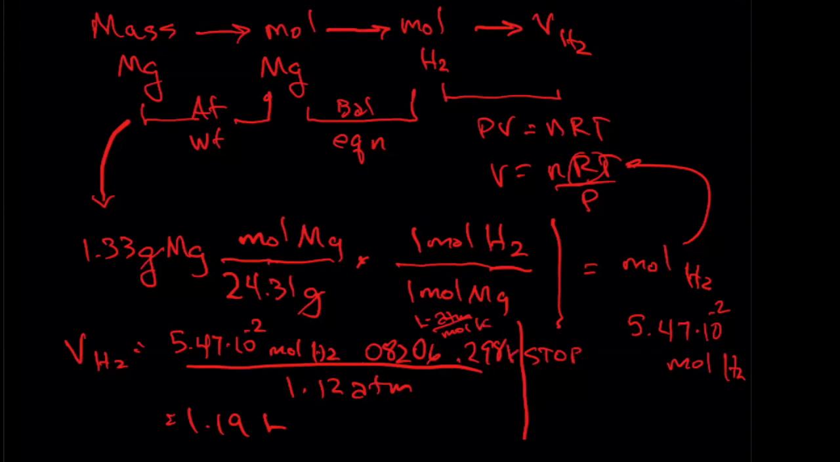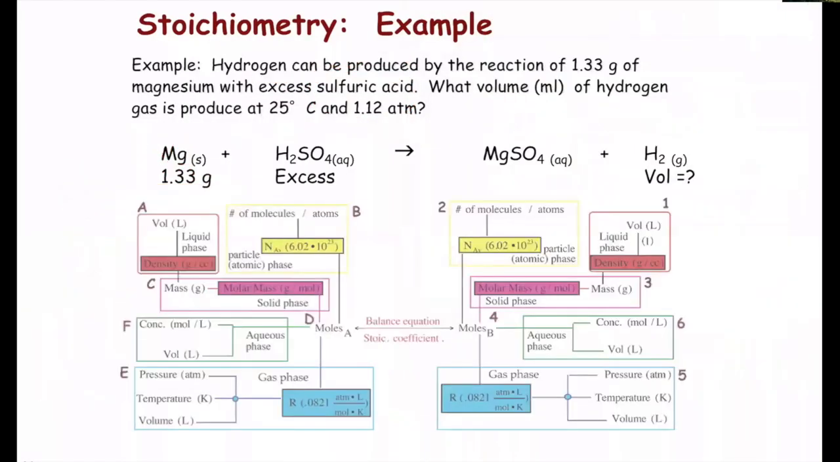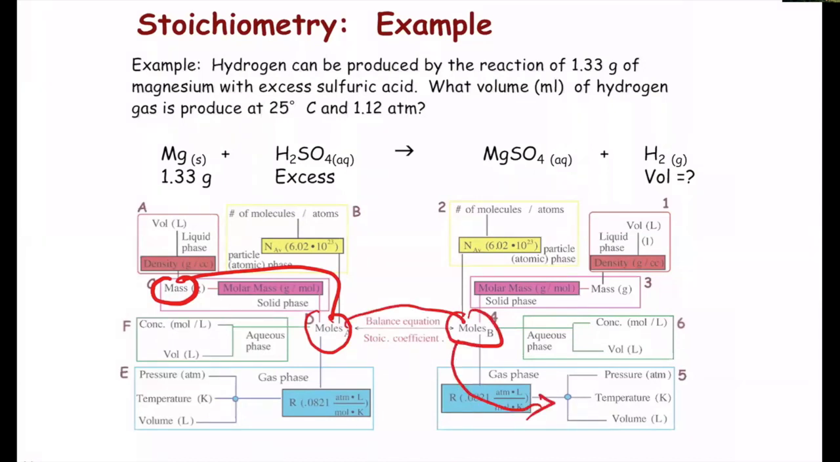The Kelvin will cancel out with that. The moles will cancel out with that. The atmosphere will cancel out with that. And what you get is liters left over. So let's show you what's going on. We're going from here to here to here to here. That's the path that we're taking. We're taking the mass of magnesium, converting it to moles of magnesium to moles of hydrogen to volume of hydrogen.